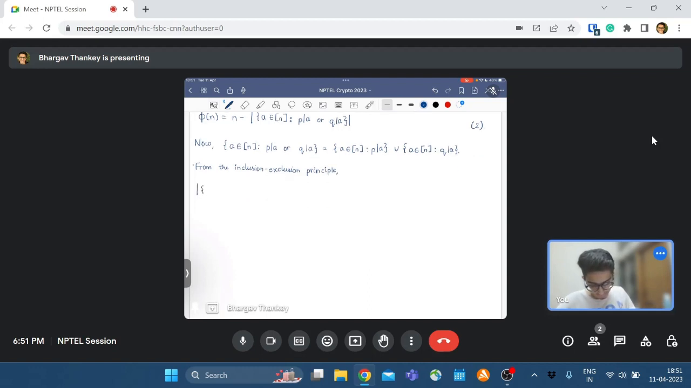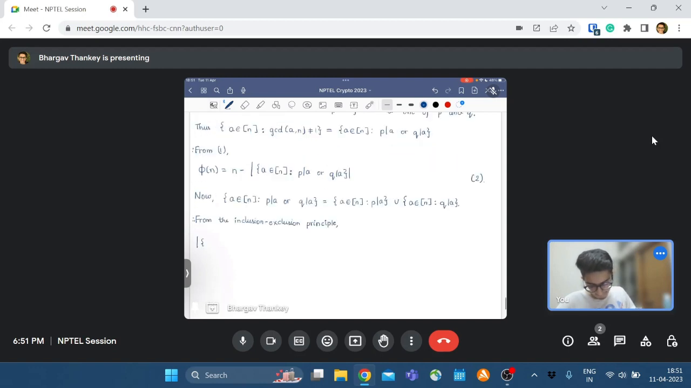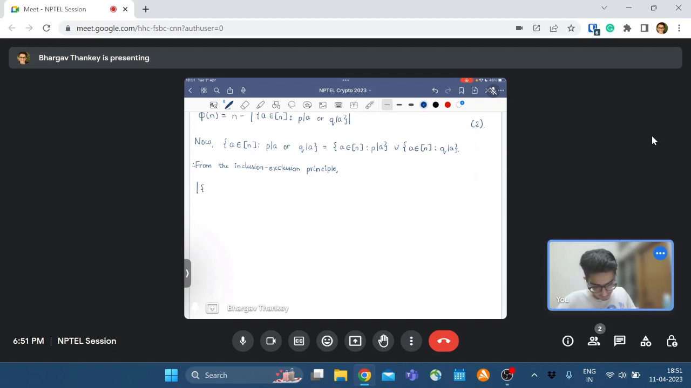Size of the set of A such that P divides A or Q divides A is equal to size of A such that P divides A, plus size of A such that Q divides A, minus size of the intersection of the two sets.